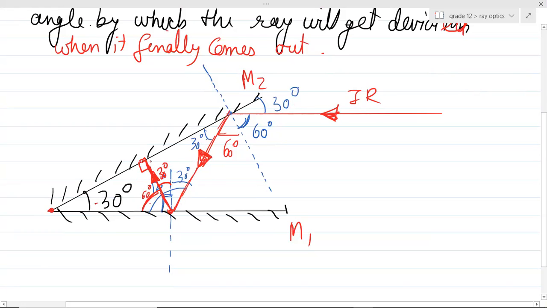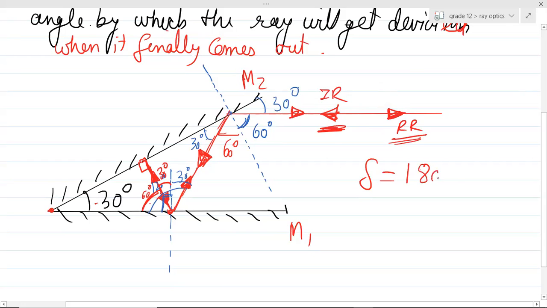So it will become a case of normal incidence, right? It will become a case of normal incidence. So it will come back. It will get reflected back along the same path and it will come back like this. Yes or no? So will the final reflected ray be like this? The initial incident ray was like this and the final reflected ray was just in the opposite direction. So what is the angle of deviation in this case? Fine. Angle of deviation is 180 degree, right? And that's the answer to your question.